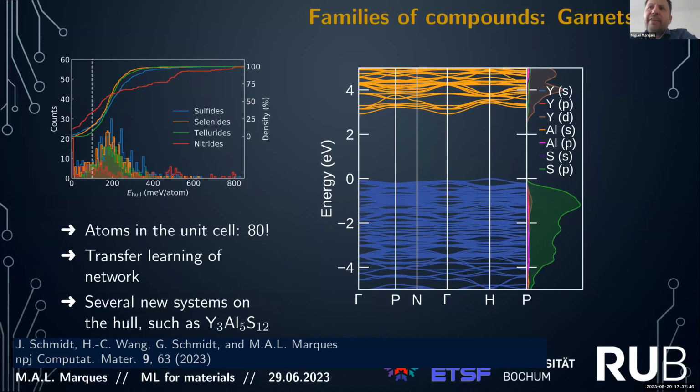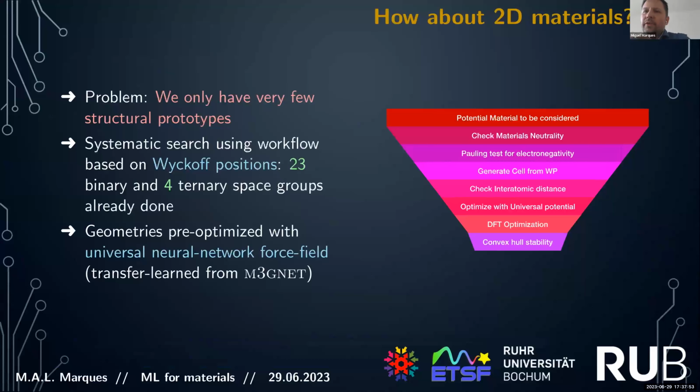Now, let's move on to two-dimensional compounds. How about them? Can we do the same thing for two-dimensional compounds? Well, the truth is that we couldn't. And it all boils down to training data. There is comparatively very little training data for two-dimensional materials, and more than that, there are very few structural prototypes known, very, very few. So without data, we cannot do machine learning.